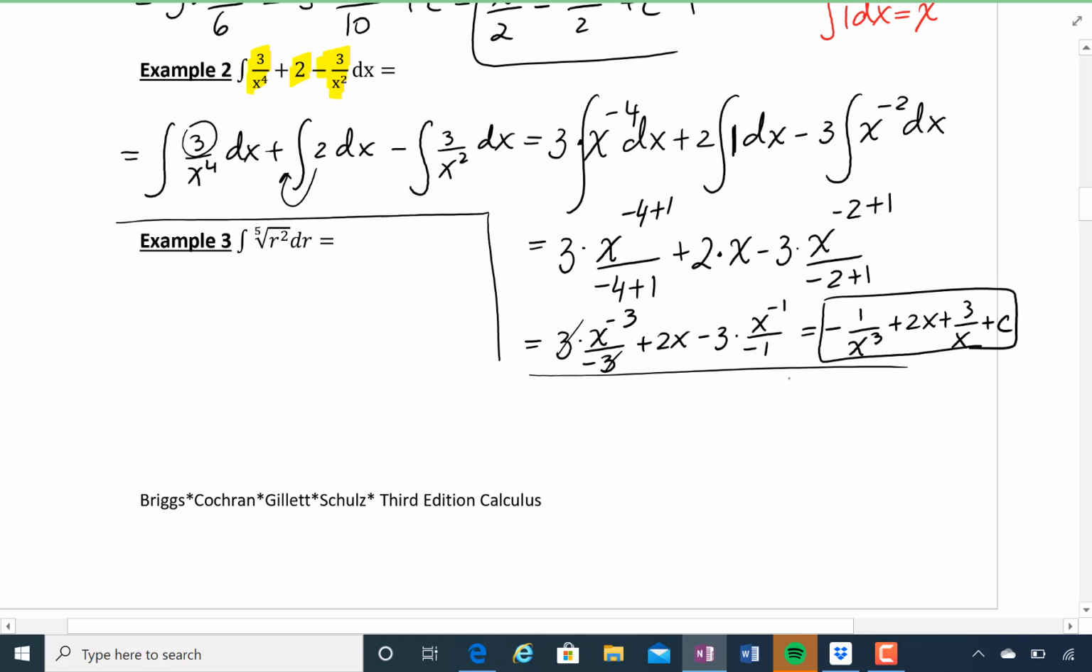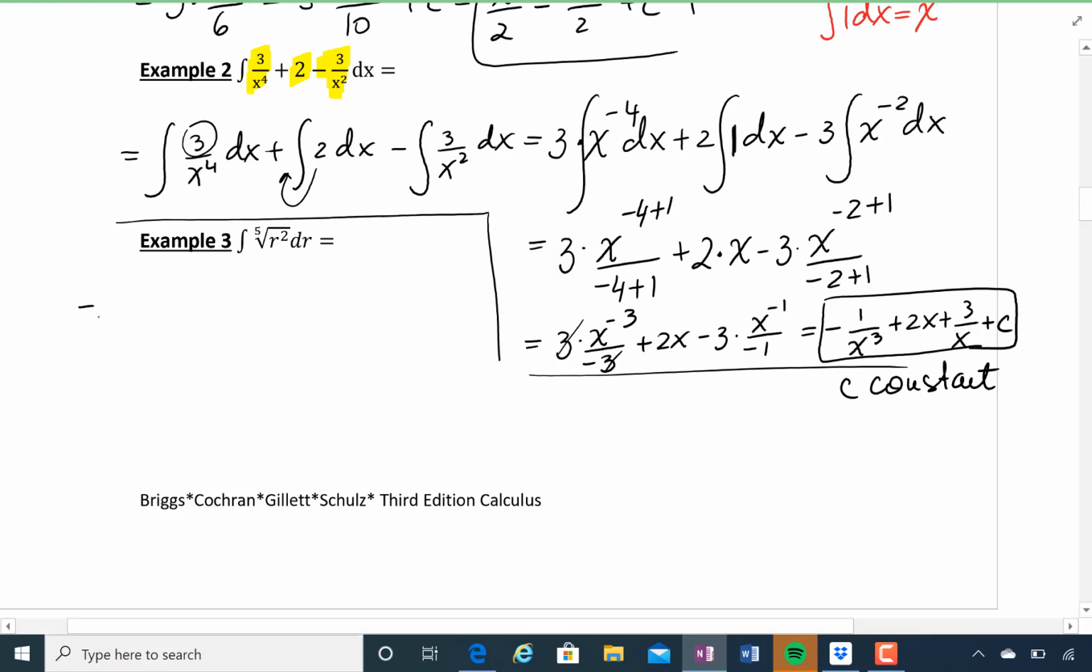How many solutions did we get? We got a family of solutions. We have infinitely many, for any constant c. So if I put c equals 1, I have one function. If I put c equals 3, I have another function, and so on.